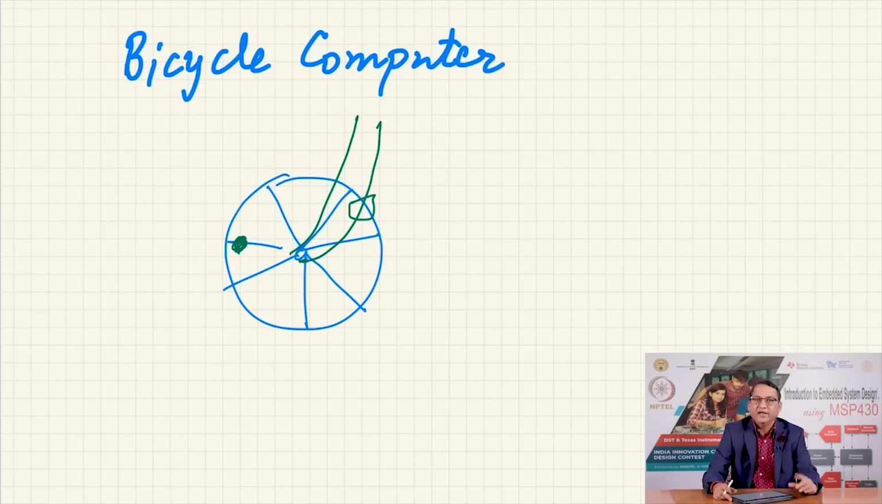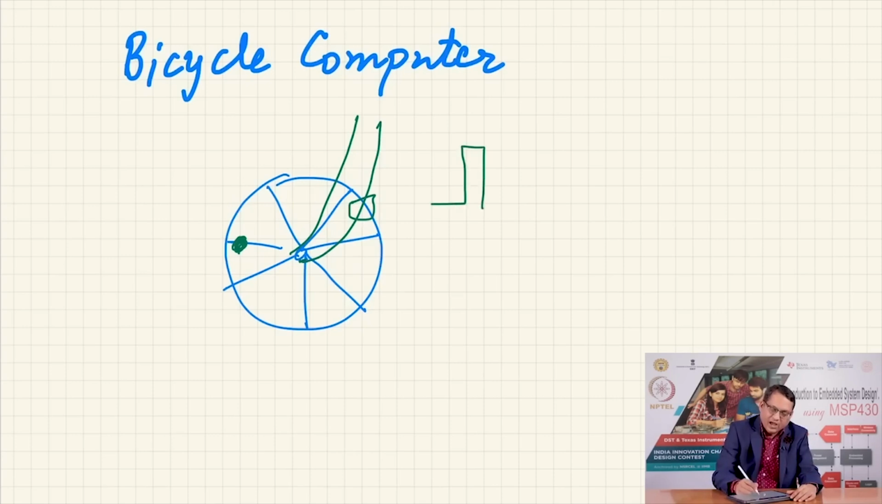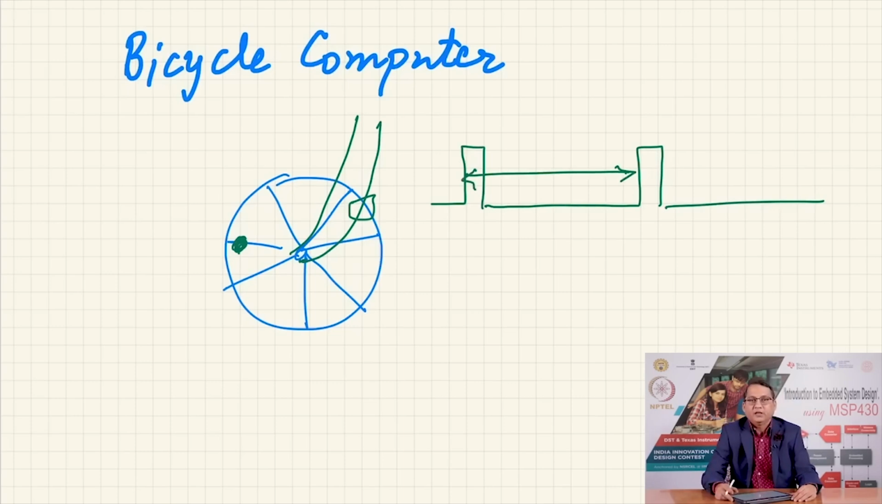the Hall effect sensor indicates that by maybe a pulse, and so as the wheel rotates you will keep on getting pulses. The time between two pulses is the time that the bicycle took for one complete rotation of the wheel, and therefore if I know this time, I also know that during this time the bicycle has travelled 2 pi r, where r is the radius of the wheel.